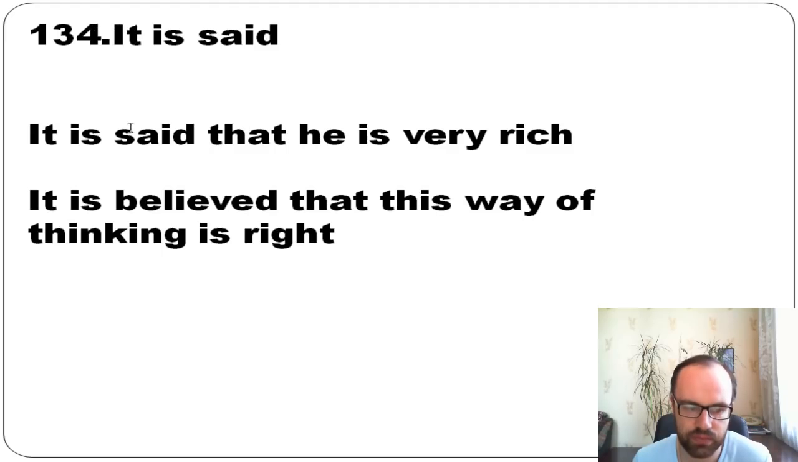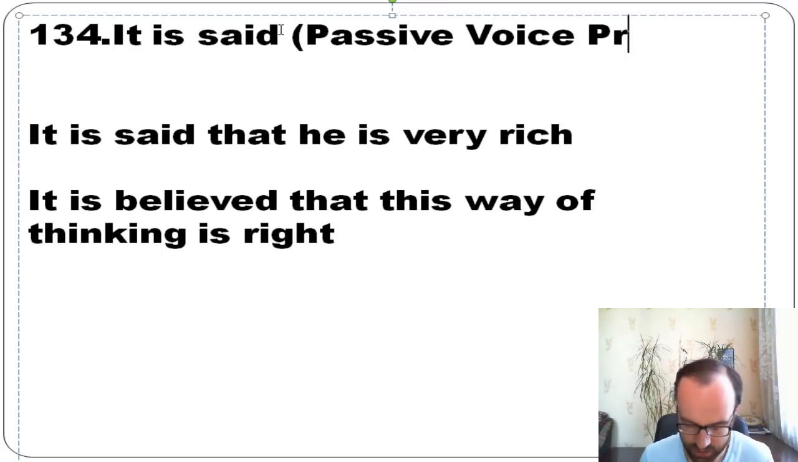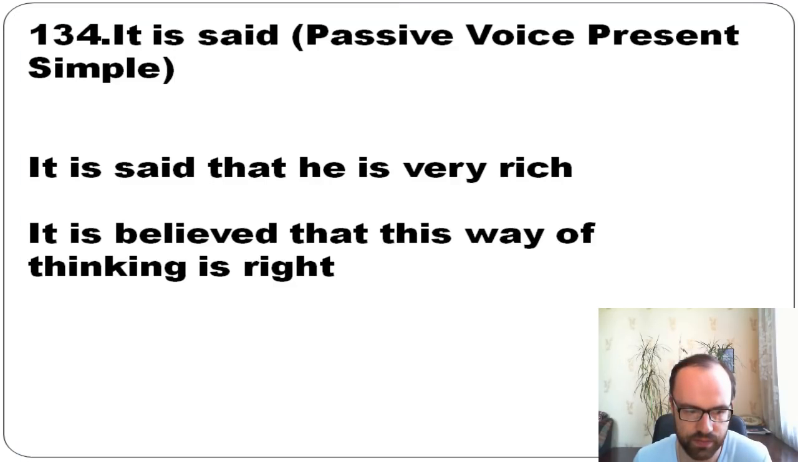Next, there is a very popular structure. It is said. It's passive voice, present simple. It is said that he is rich. It means that other people say that he is very rich. It is believed that this way of thinking is right. It means that other people believe this way of thinking is right.